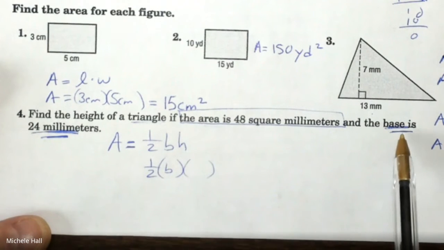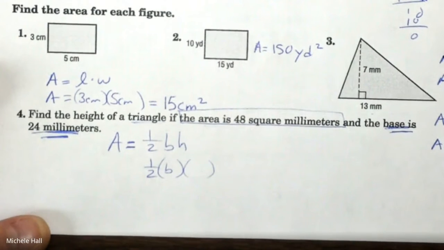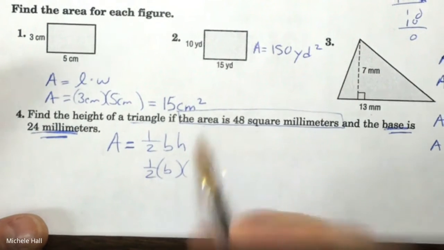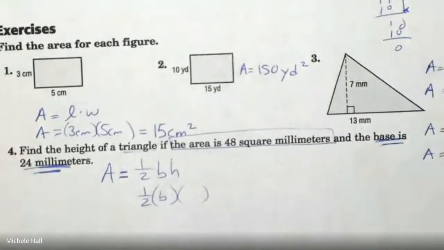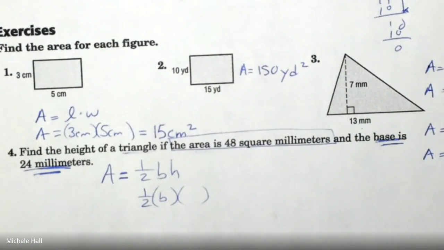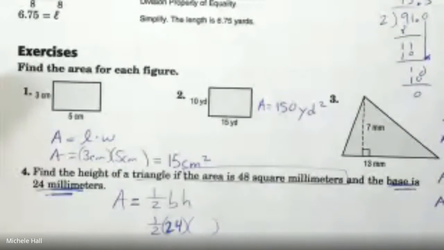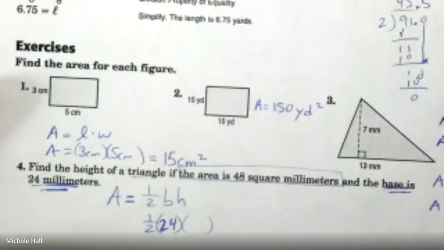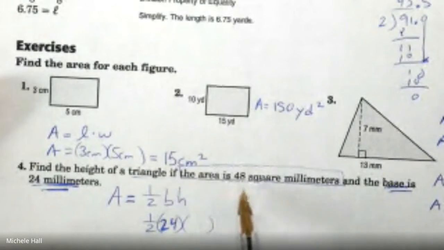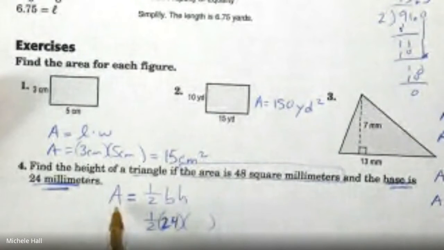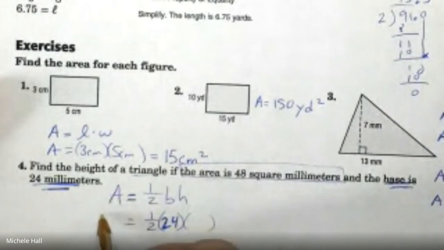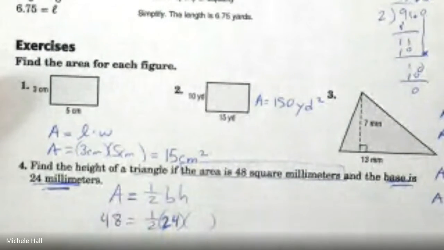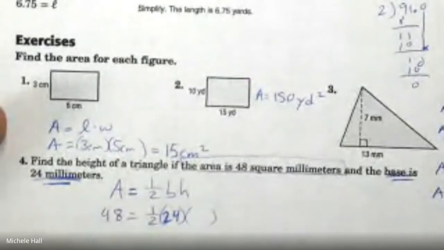That says the base is. That tells me I know what the base is. The base is not unknown. The base is 24. What would I do? Didn't do that right. The base is 24. I know what the base is. It's not unknown. Look at it again and see where you think you might be substituting 48 in. What do you got? It says that the area is 48. Well, A represents area. So that means I need to put that in for my A. A is 48. The area is 48. The area is not unknown. The base isn't unknown.